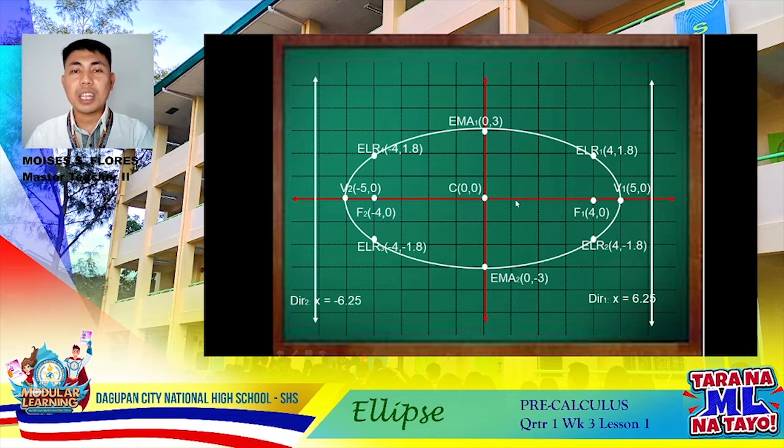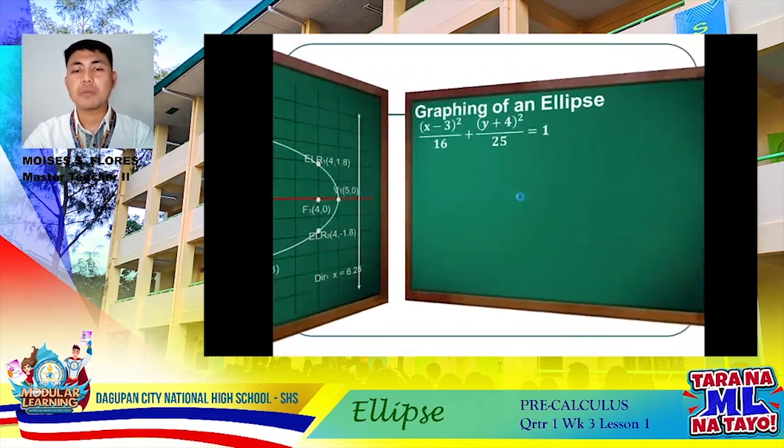Okay, take note again of what we have done. Of course, we consider the major axis, the minor axis, your LR, and of course, these different distances from a, b, c, d, and e. Okay, let's try another example.